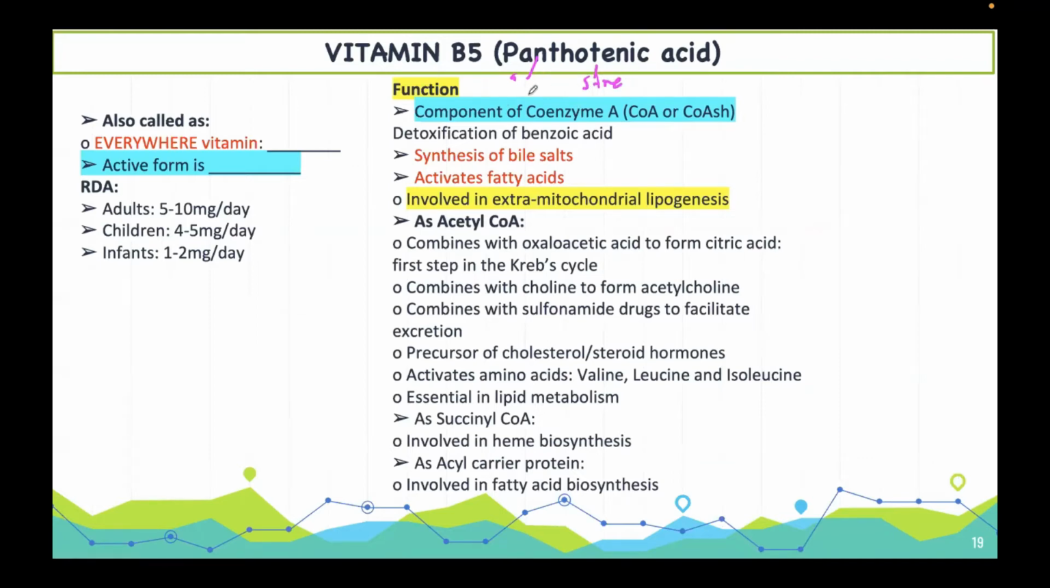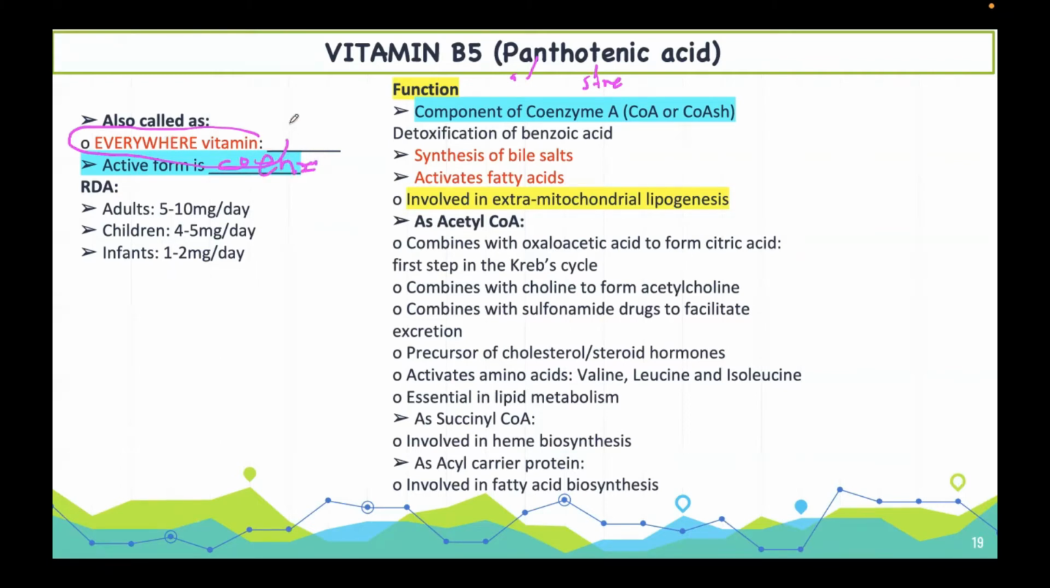Okay, so your vitamin B5 or your pantothenic acid is also called as everywhere vitamin. Bakit po siya naging everywhere vitamin? Because this vitamin B5 can be found on all of your food. So pag tinanong, magbigay ng example ng mga food that contains your vitamin B5, kahit po ilagay mo si fish, si milk, si meat, si vegetable, they all contain your vitamin B5. Next, its active form is what we call your coenzyme A.